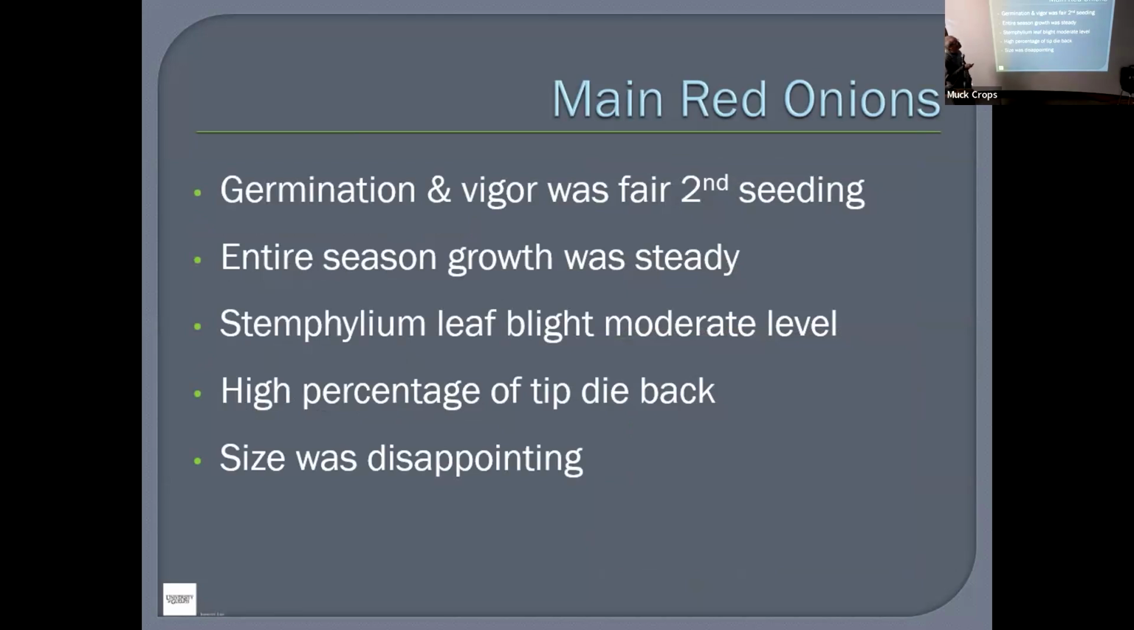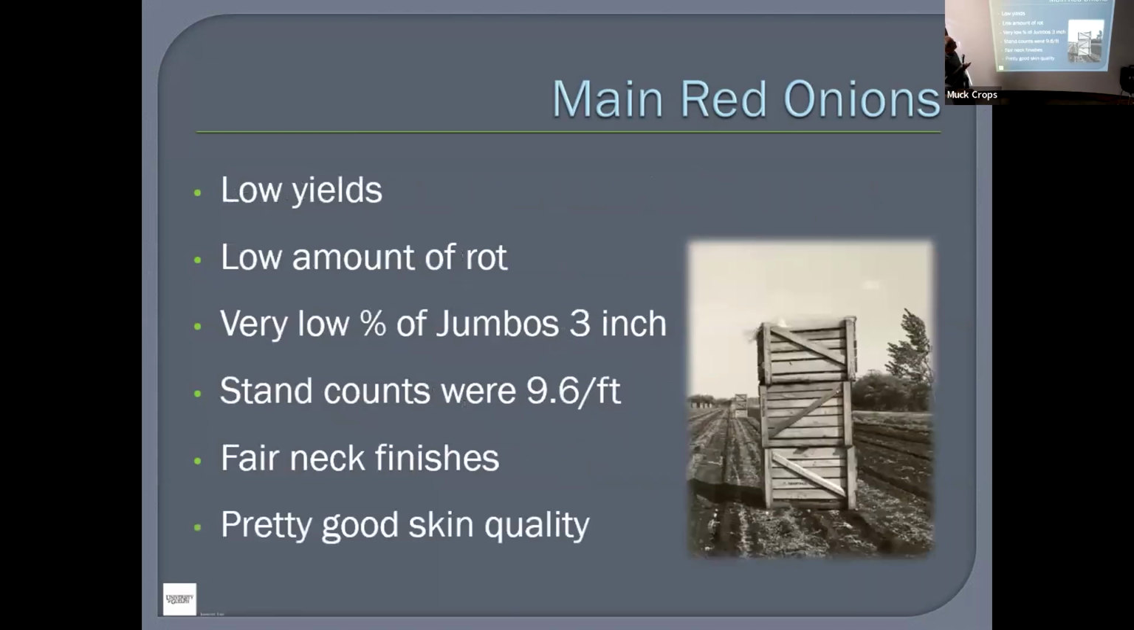And the other big thing we ran into with this was weed pressure, which was quite bad in the red onion trial. By the time we reseeded and things got going, there was some good moisture at those points, and then the weed pressure was quite high. We ended up with low yields, again, being late seed, it's not surprising. There was a low amount of rot, because sometimes reds can be a little more notorious for rot issues. There was also a very low number of jumbos, again, not surprising because they were seeded late.